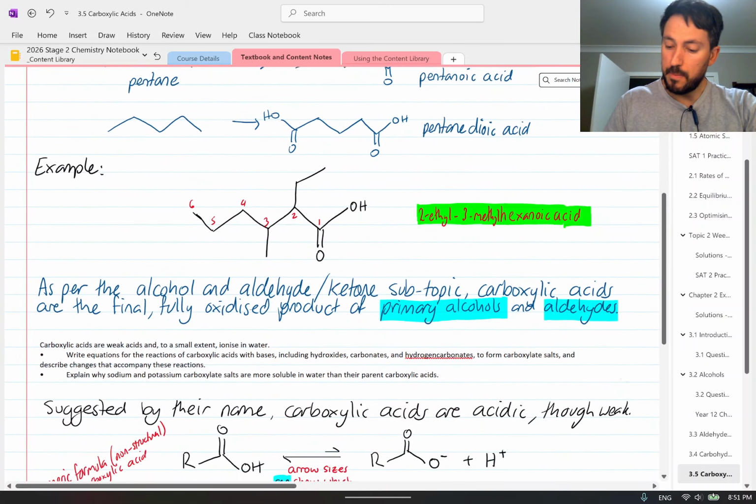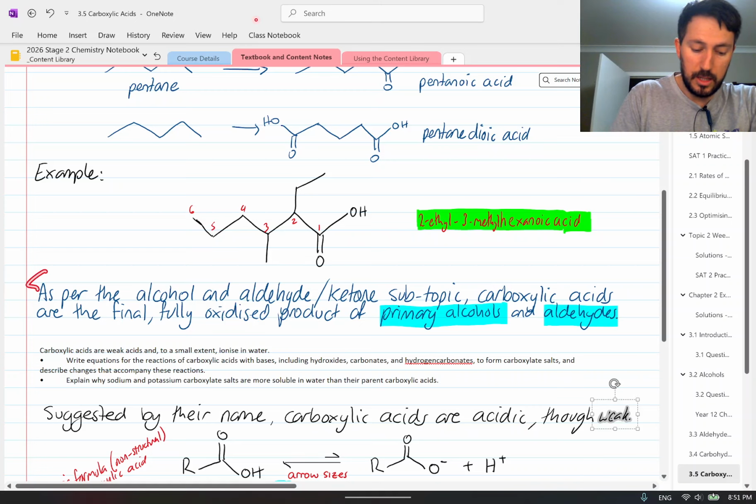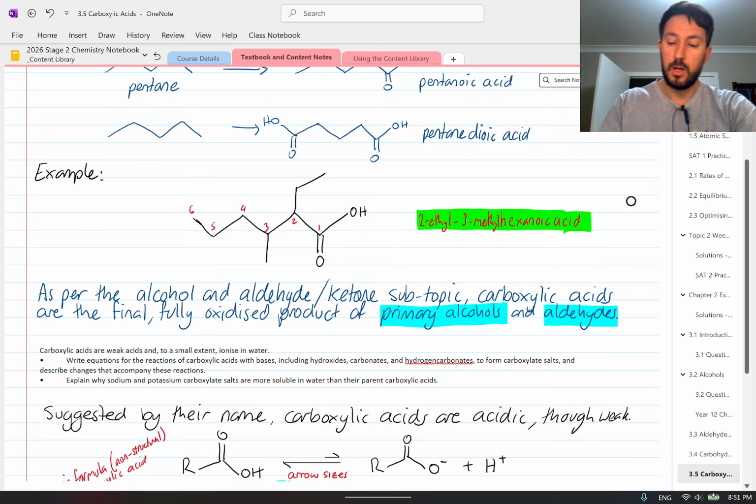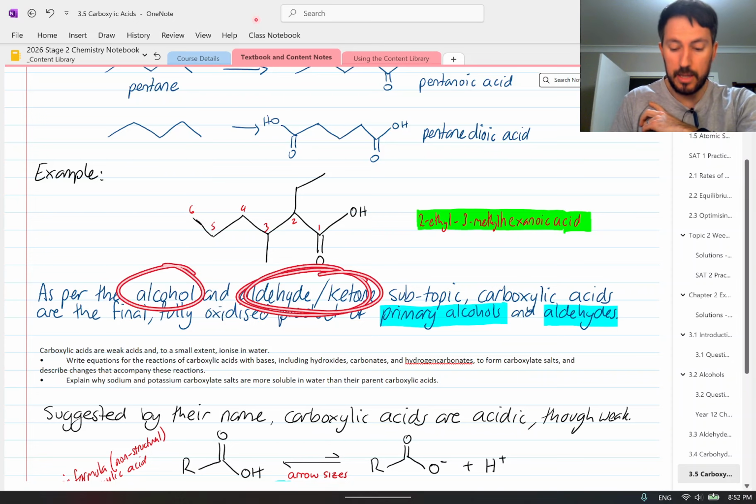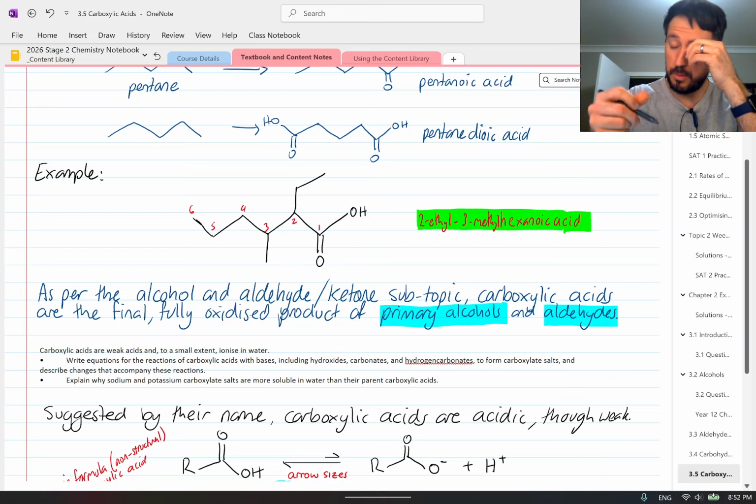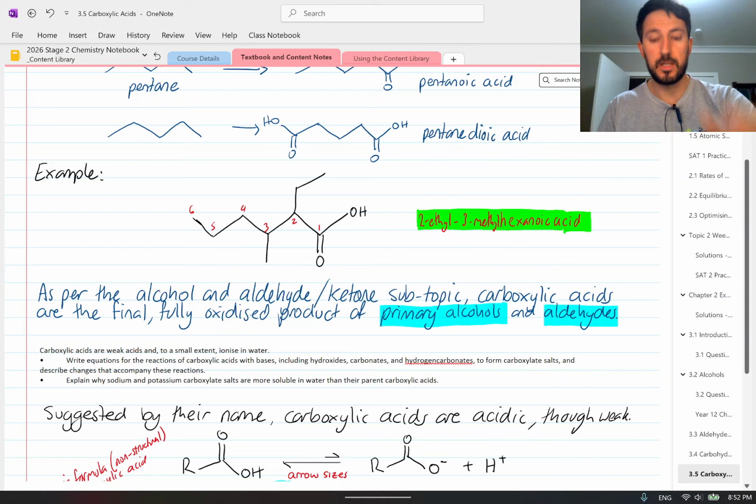Okay, now before we finish off this little section, this part is important: this subtopic of carboxylic acid relates to both our alcohol and ketone subtopics, because when we oxidize those molecules, the final oxidation product is a carboxylic acid, which is what we have here. So you will have seen these before from those previous subtopics.